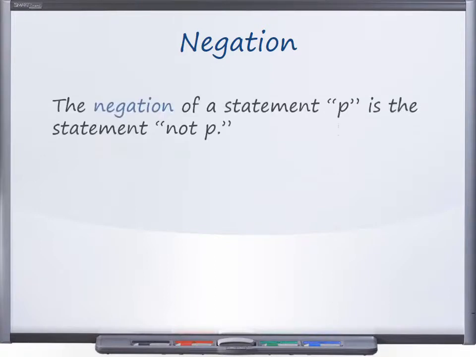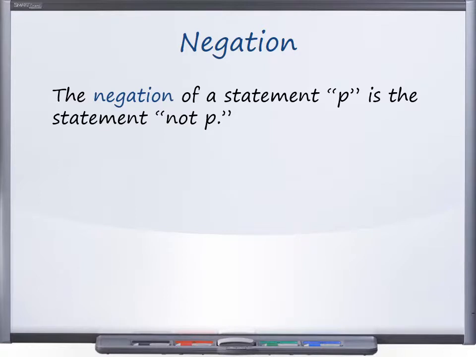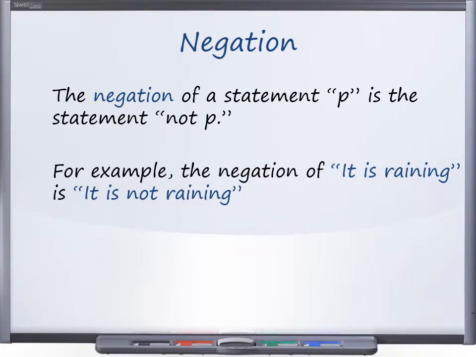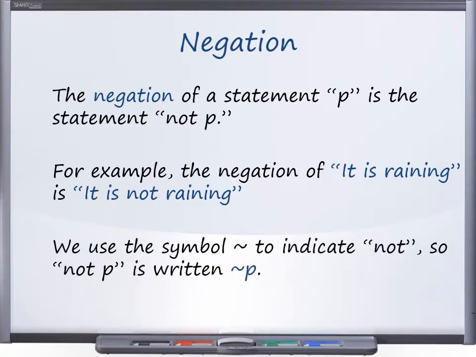Negation. The negation of a statement P is the statement not P. So for example, if we say it is raining, the negation of it is not raining. It's not really rocket science here. So we use the symbol tilde, that little squiggly line, to indicate not. So not P is written tilde P. It's just an abbreviation.